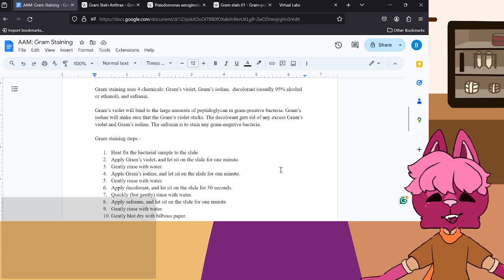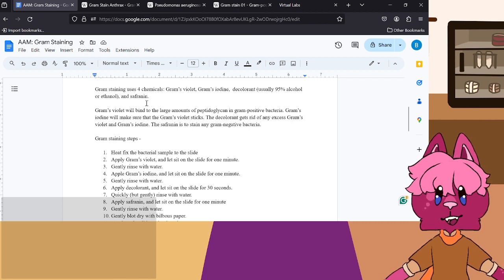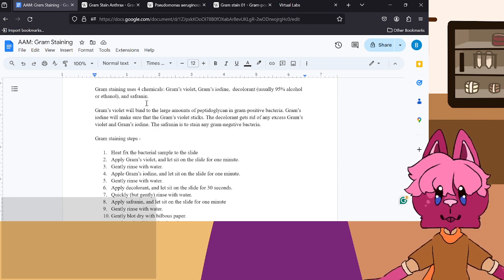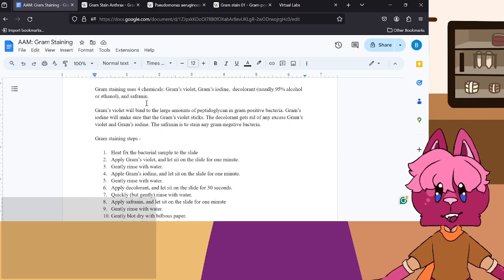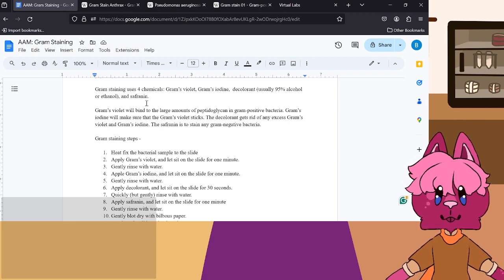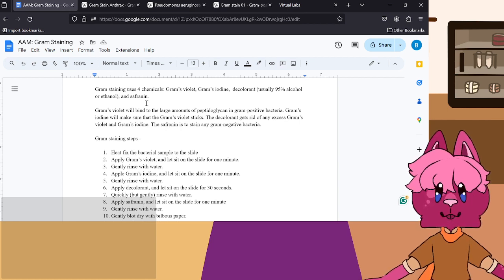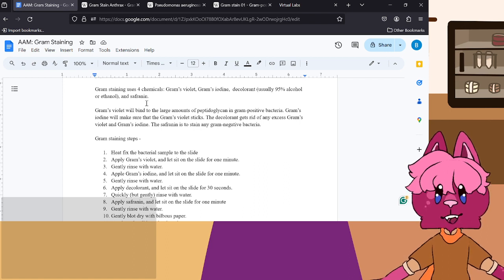What is heat fixing? Heat fixing is when you take a liquid sample that has bacteria, and you evaporate the liquid and make sure the bacteria stay still on that slide. It also kills them. You run it over a Bunsen burner flame, and it fixes that bacteria to the slide. So the first step is heat fixing the bacterial sample to the slide.